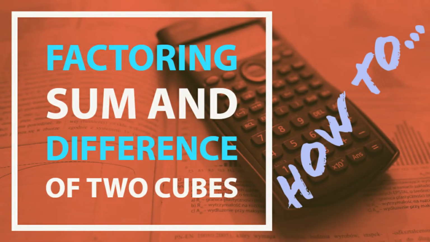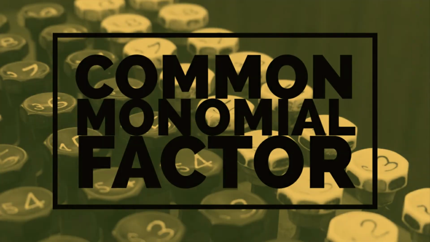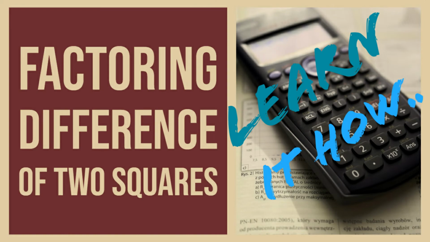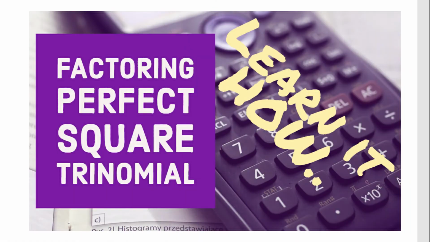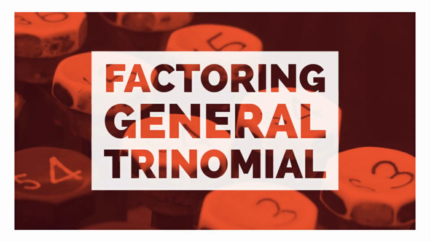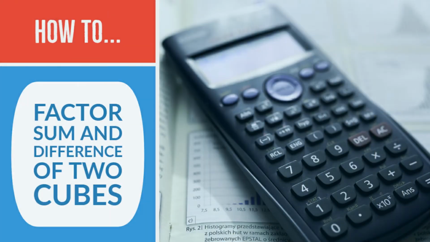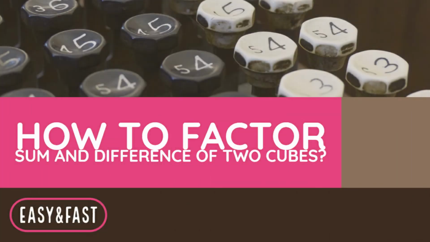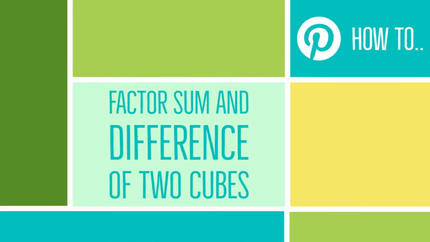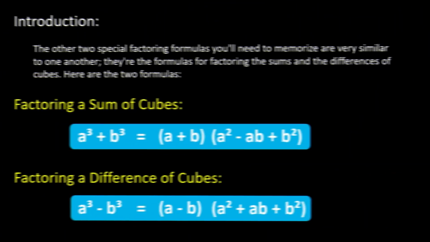Kagaya ng mga nauna nating mga videos ng factoring, kagaya ng common monomial factor, meron din tayong difference of two squares, paano mag-factor ng perfect square trinomial, at saka meron din tayong factoring general trinomial. Meron silang iba't ibang mga pattern o formula na ginagamit para makuha ang kanilang mga factors. Kagaya rin nito sa sum and difference of two cubes. Magpatuloy tayo.